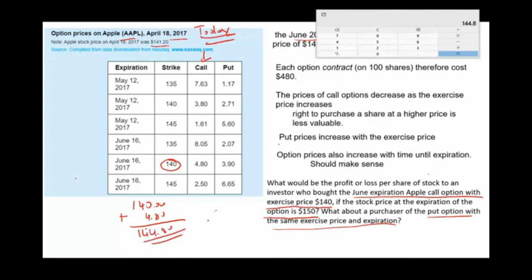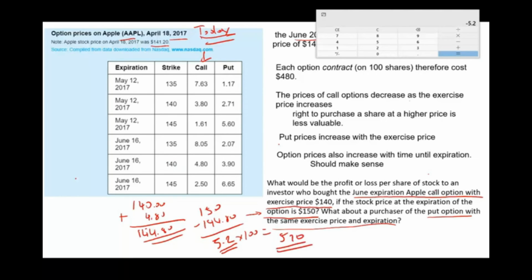144.80. If the option is 150, if at the expiration the Apple stock is 150, well, you made a profit. 150 minus 144.80 to find the profit. You made a profit of $5.20 per share, which is times 100, is $520. That's your profit.